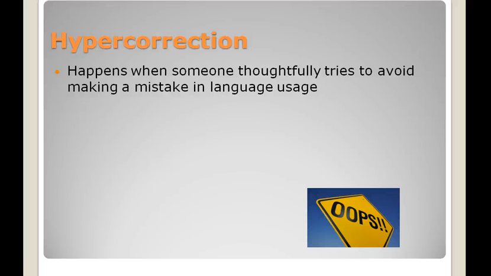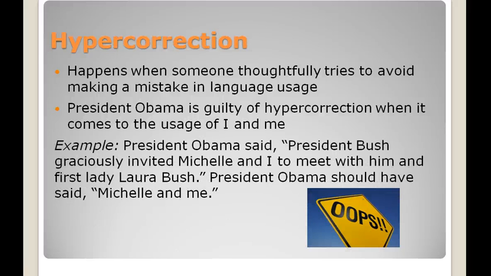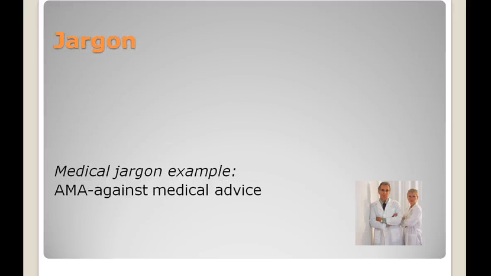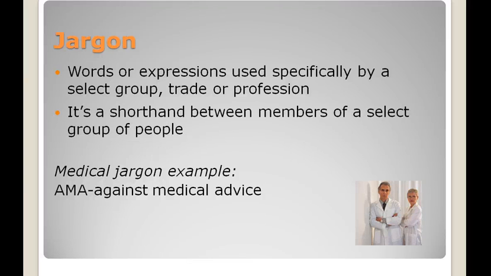Hypercorrection happens when someone thoughtfully tries to avoid making a mistake in a language usage situation. President Obama is guilty of hypercorrection when it comes to the usage of I and me. Jargon, words or expressions used specifically by a select group, trade, or profession. It's a sort of shorthand between members of a select group of people.